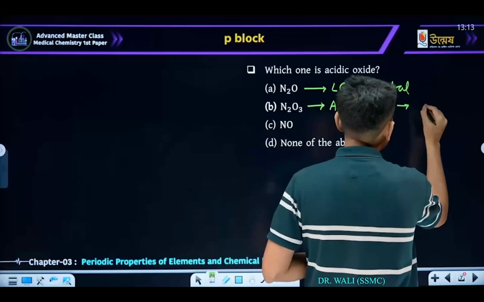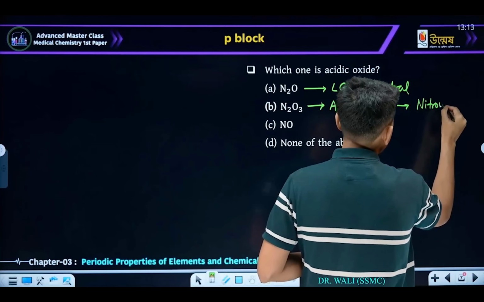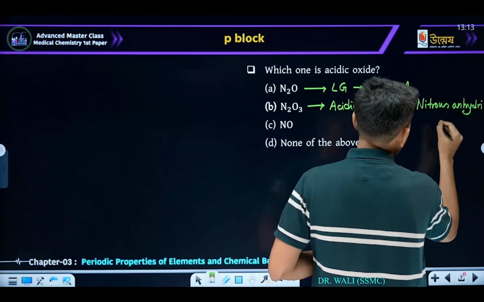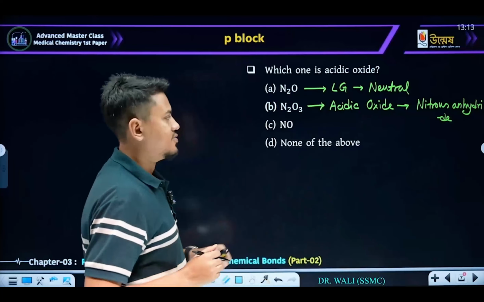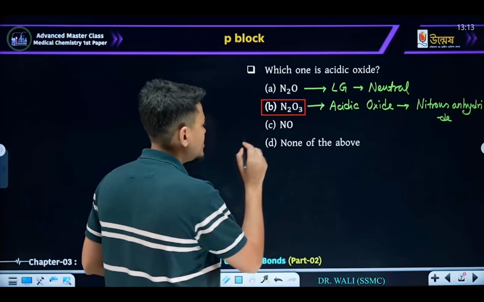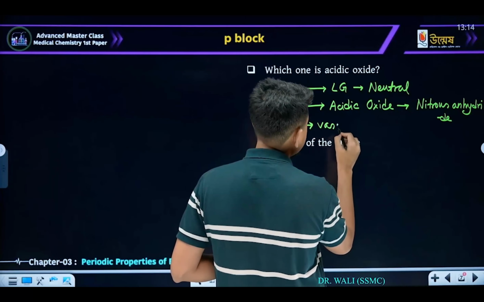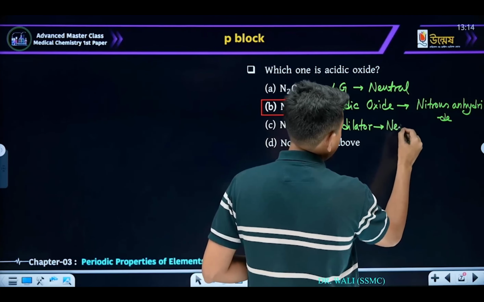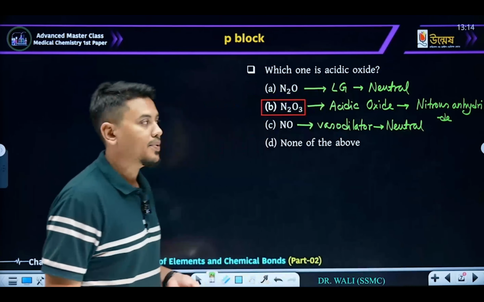This is called nitrous anhydride, and this is the acidic oxide. So we got our answer, which is option B. And regarding the nitric oxide, this acts as a vasodilator, which dilates the vessel, and also it is a neutral oxide. So the correct answer is B.